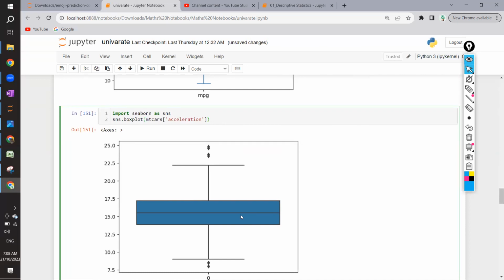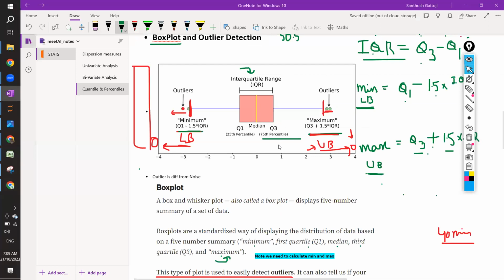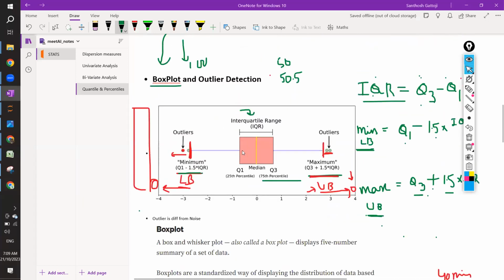Clear, guys? Let me know. Are we good with plotting box plots, or any concepts, doubts, clarifications? Please make it very clear to you guys. Let me know if you have even a small doubt also. For me, it's clear, Santosh. Okay, fine. So now we have seen the box plot, right?